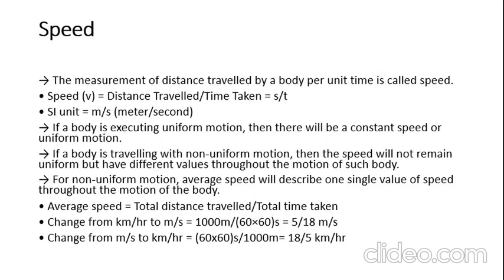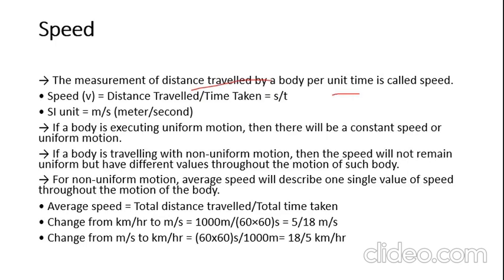Now let's see about speed. Different objects may take different amount of time to cover a given distance. Some of them move fast and some move slowly. The rate at which objects move can be different. Also, different objects can move at the same rate. One of the ways of measuring the rate of motion of an object is to find out the distance traveled by the object in unit time. So this quantity is referred to as speed. The distance traveled by a body per unit time is called speed.